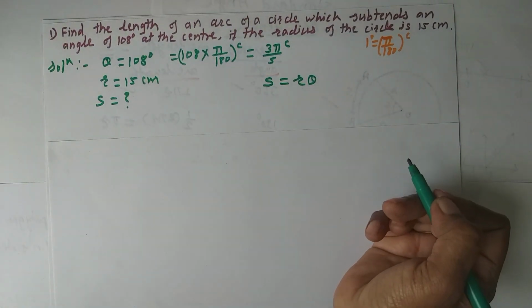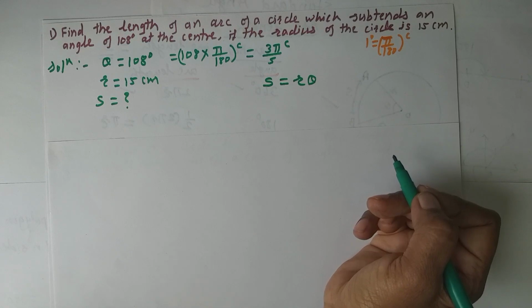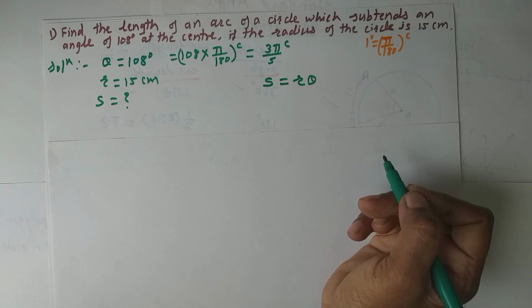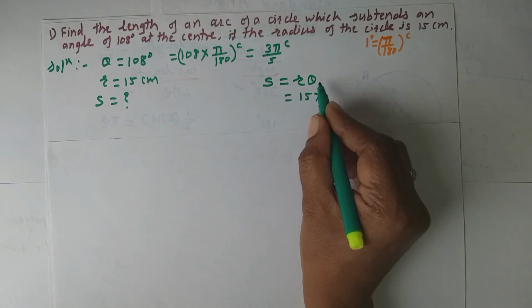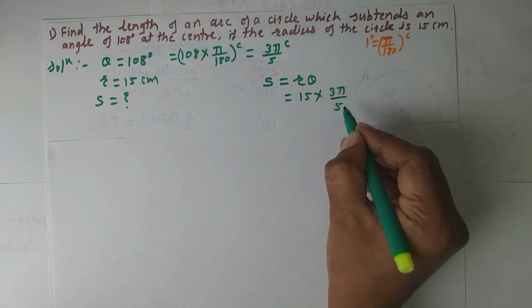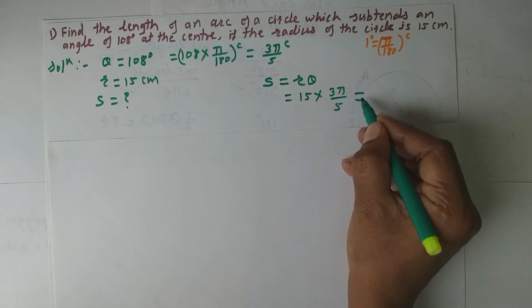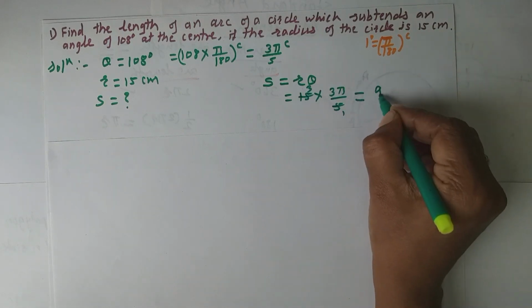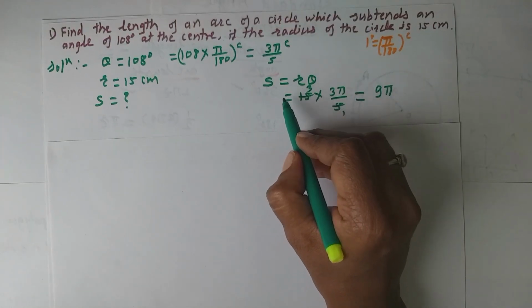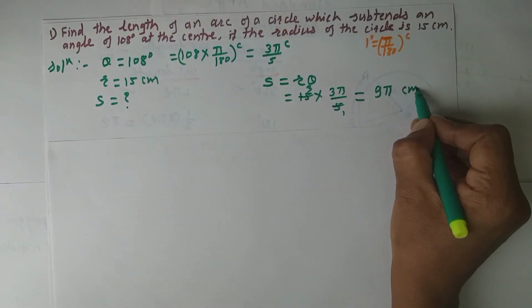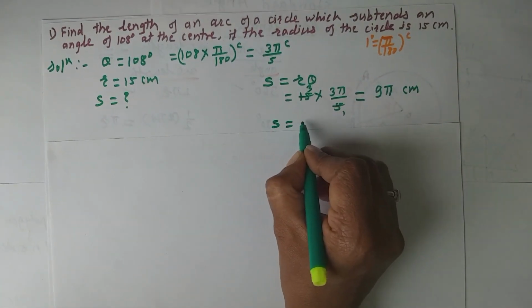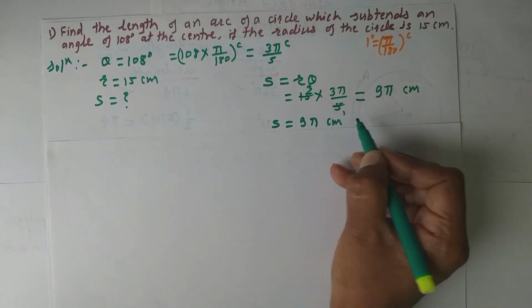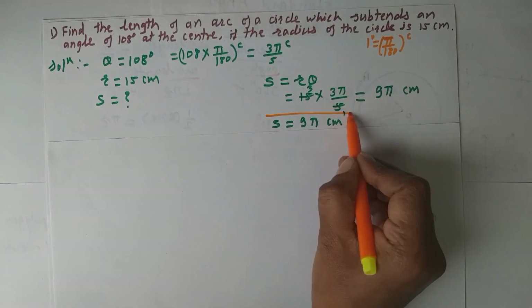In such type of problems, you always remember that if I have to find the arc length, then theta should be in radians. If theta is given in degree, first you convert that into radians. Now keep the value of R, that is 15. Theta is 3 pi by 5. Now simplify this, and after simplification, I will get 9 pi. As S means arc length, it is length. Therefore, write down the unit. Here radius is in centimeter, therefore you write down centimeter. In this way, S is equal to 9 pi centimeter is our answer. This is arc length.